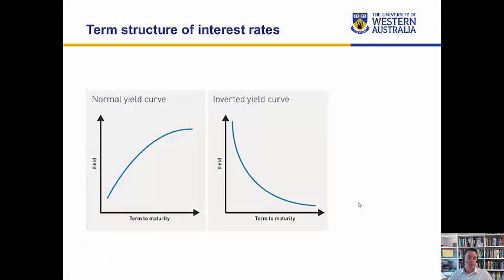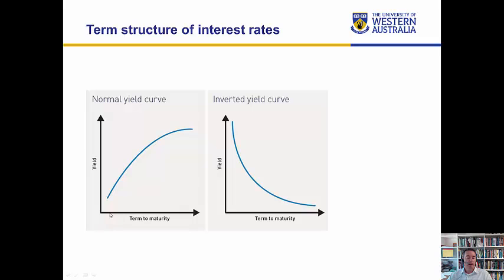I've got what we call a yield curve here. On the vertical axis, we have the yield or the interest rate of the debt. On the horizontal axis, we've got the term to maturity. Starting at the very left-hand side, we might have 1 day, and then 30 days as we move along, then 90 days, then 180 days, then 1 year.